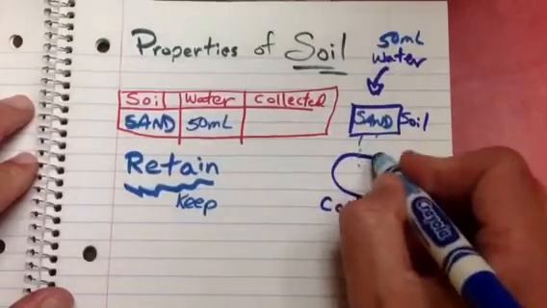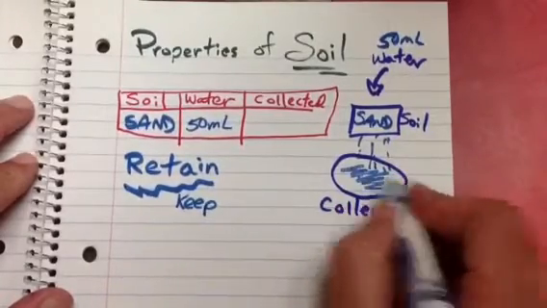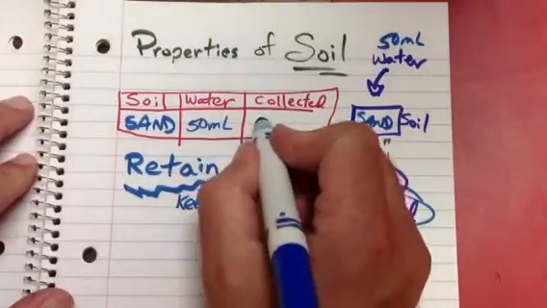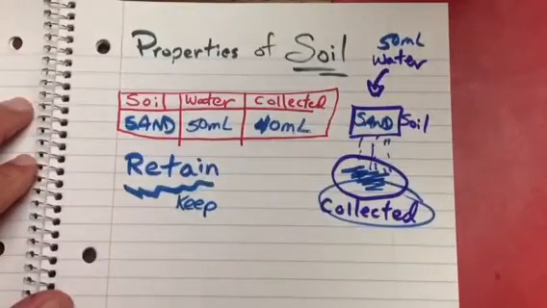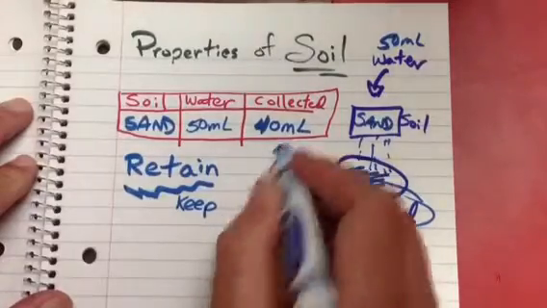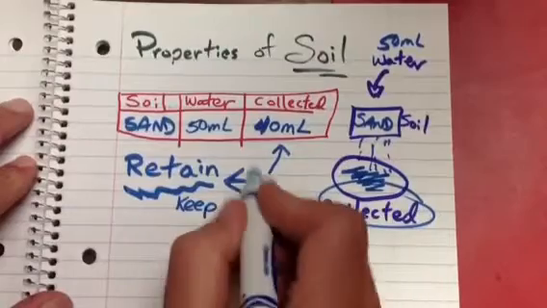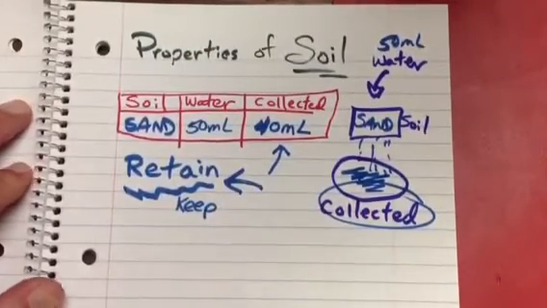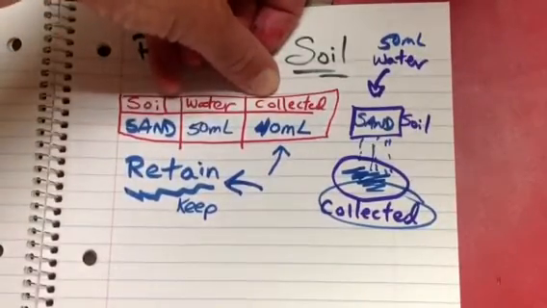Some of the water comes out. Whatever water comes out is the water that was collected. So when it says 40 milliliters was collected from the sand, now we have a choice. Is this what it wants to know, how much was collected? Or did it want to know how much was retained? You're going to have to read questions like this very carefully. If it says how much is collected, then the answer is 40 milliliters.